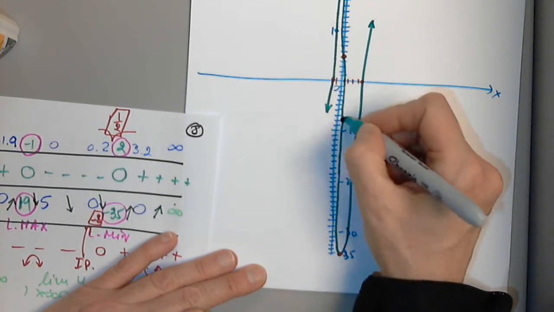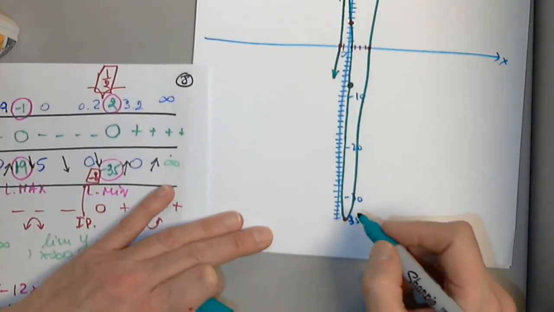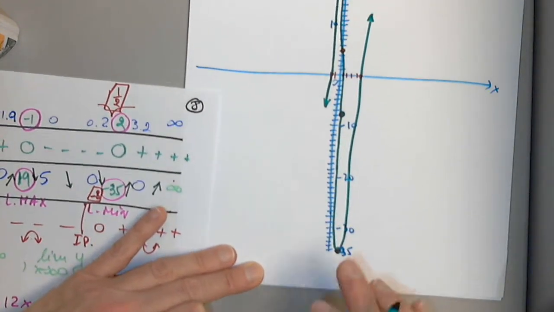This is the inflection point. This is the point of max. This is the point of min. Local max, local min.